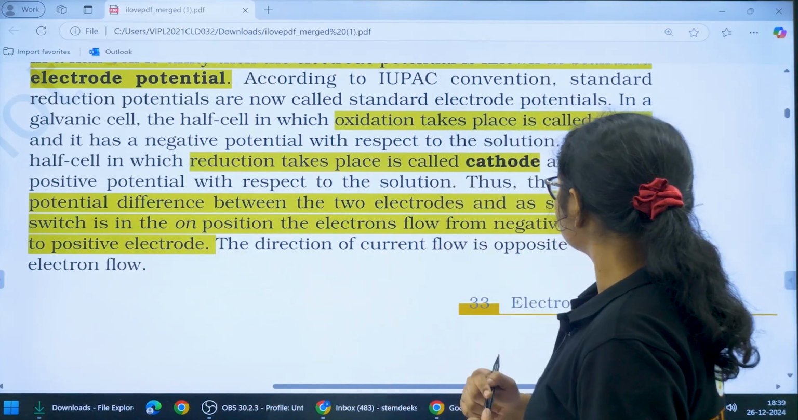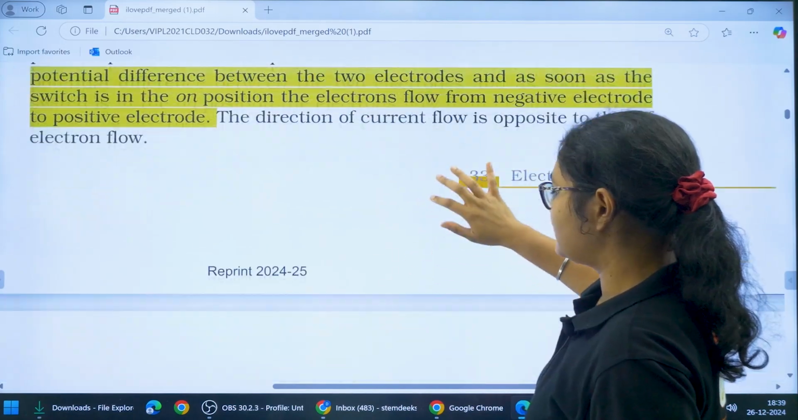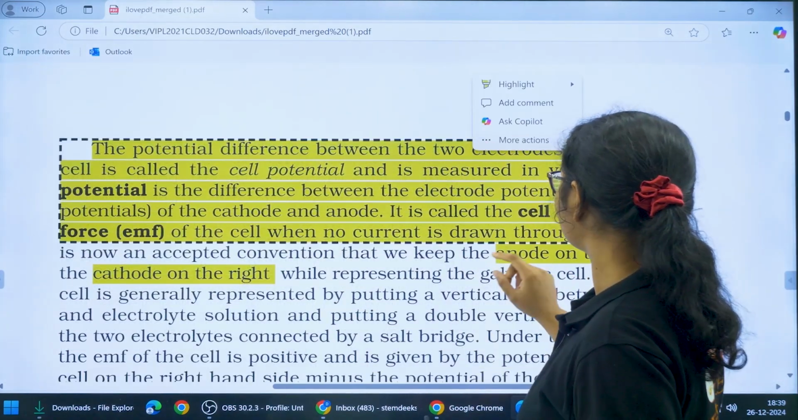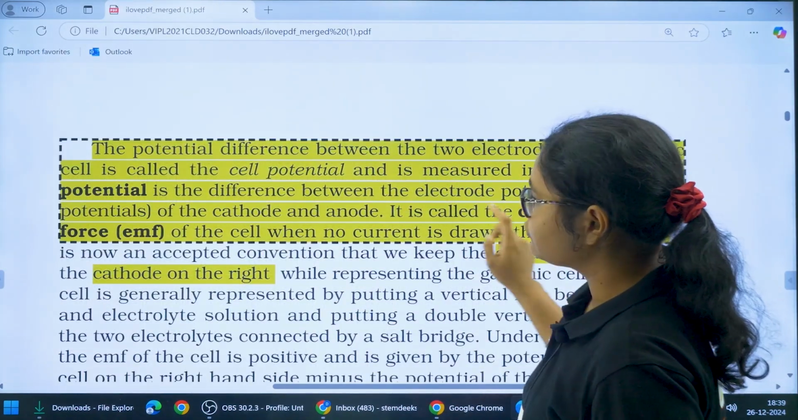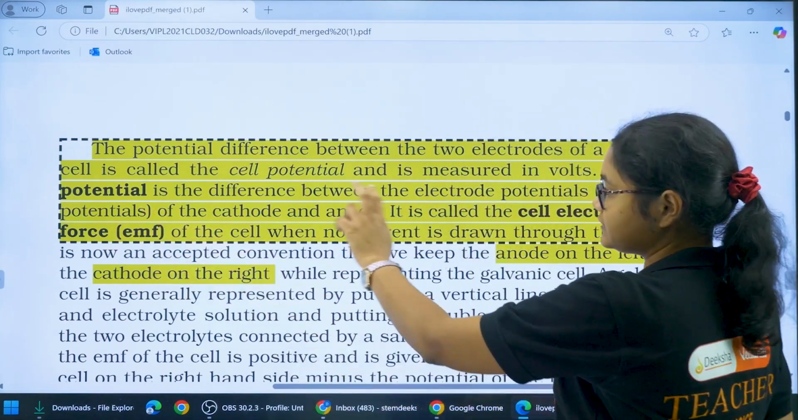Okay, one second. Okay, so we will go to the next paragraph. So what is this one? Two important definitions you have, that is cell electromotive force and cell potential. Okay, cell potential, what is the definition?